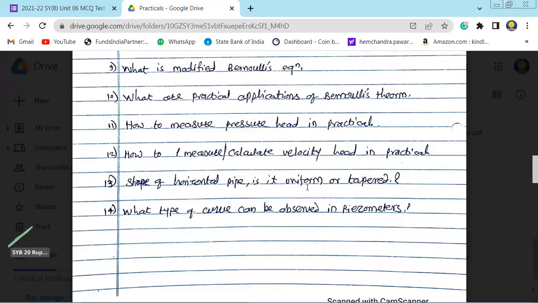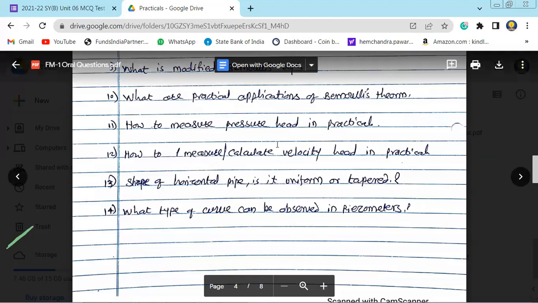Is it over? Roll number 20, Rupesh. Rupesh, what are you doing?